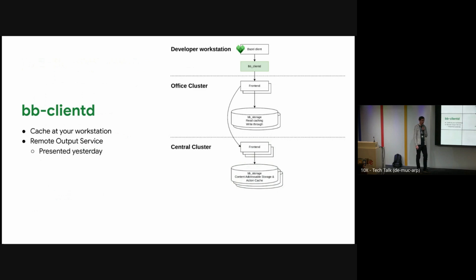If you want even more caching, you can add bb-clientd. There was a talk yesterday about the remote output service, and there you can add bb-clientd on your own workstation. So when you build something from different workspaces on your own machine, then you can use that local cache instead.